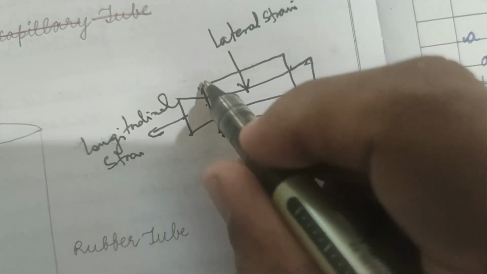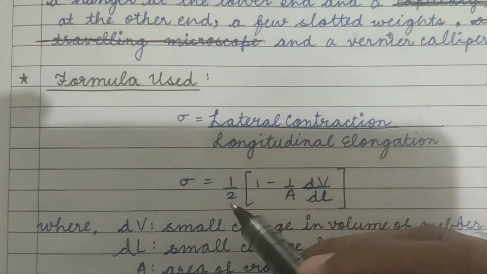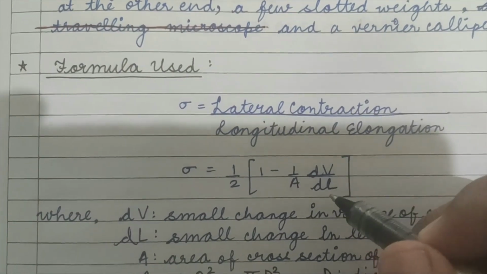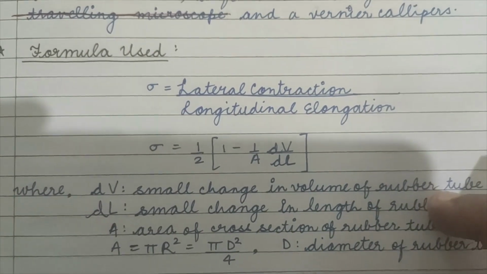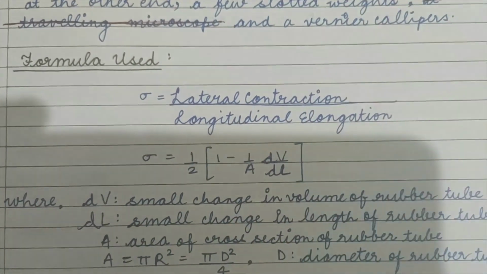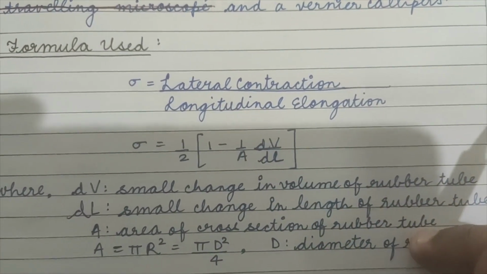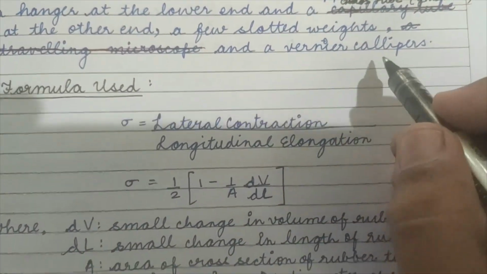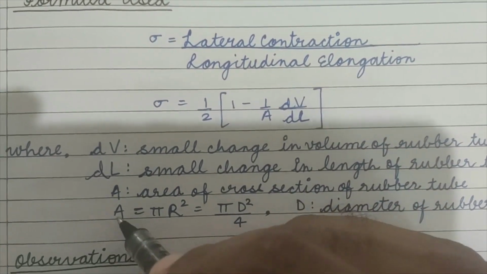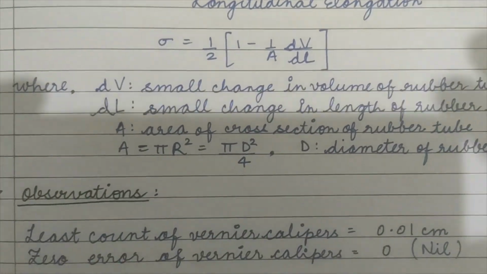This is the ratio which we are taking here, and the formula is half (1 minus 1 by A dV by dl), or basically dV by A dl, where dV is the small change in the volume of the rubber tube and dl is the small change in the length of the rubber tube. Capital A is the area of cross section of the rubber tube, because we will find out the diameter using the vernier caliper, and from there we will find the area of cross section of the rubber tube. D is the diameter of the rubber tube.